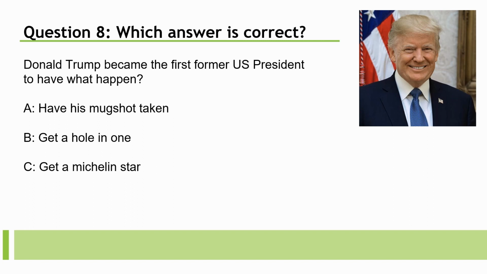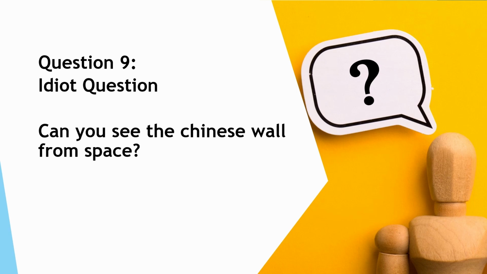Donald Trump became the first former US president to have what happen? A, have his mugshot taken, B, get a hole-in-one, or C, get a Michelin star? Which is correct? A, B, or C? Moving on to question number 9. It's the idiot question. Can you see the Chinese wall from space? Let's see if you got that, and we'll move on to question number 10.